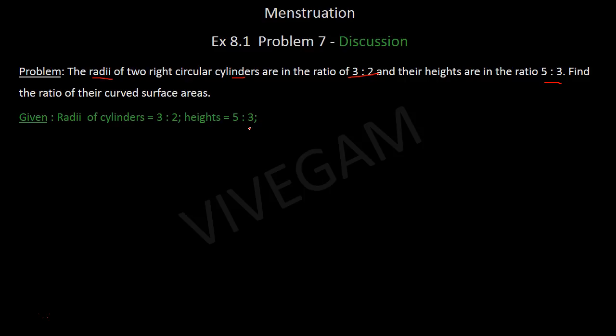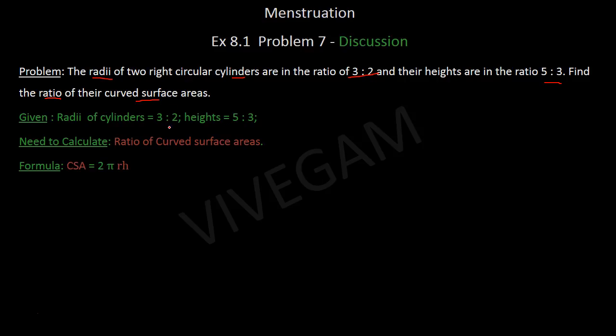Okay, now let's find out what is asked in the problem. Find the ratio of their curved surface areas. That is, the curved surface area of the first cylinder divided by the curved surface area of the second cylinder. Now let's find out the formula. The formula is CSA equal to 2 pi RH. This is the only formula because we are asked to calculate the ratio of curved surface areas.